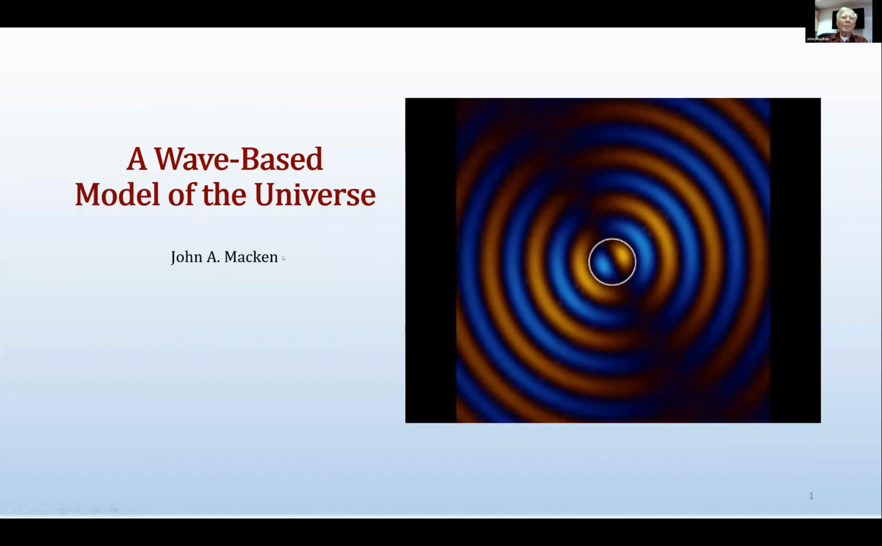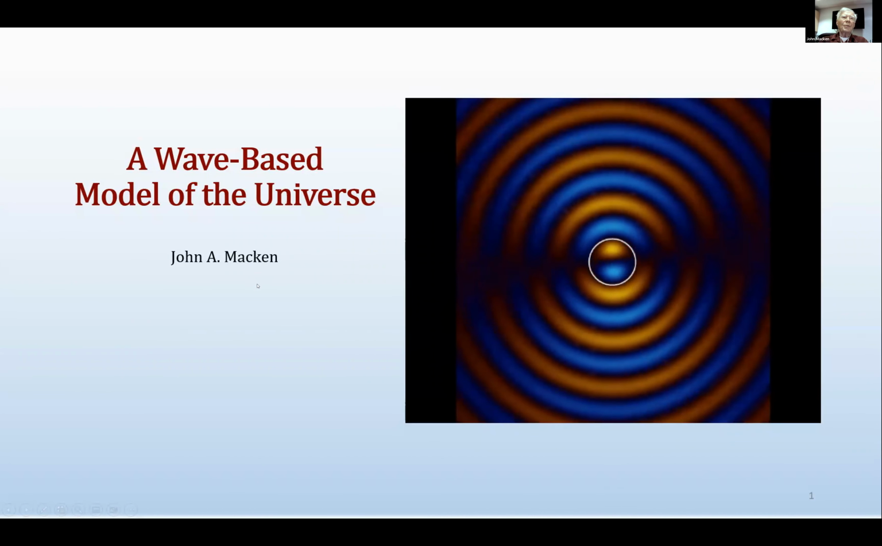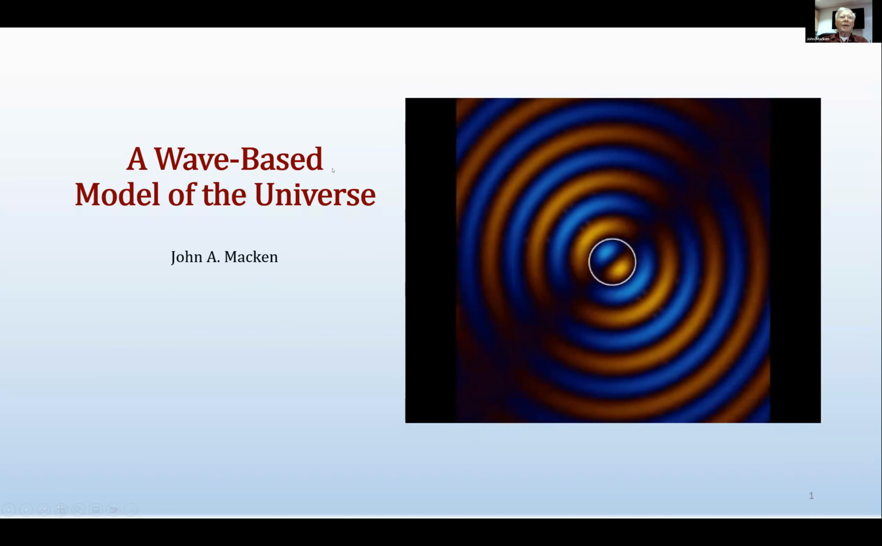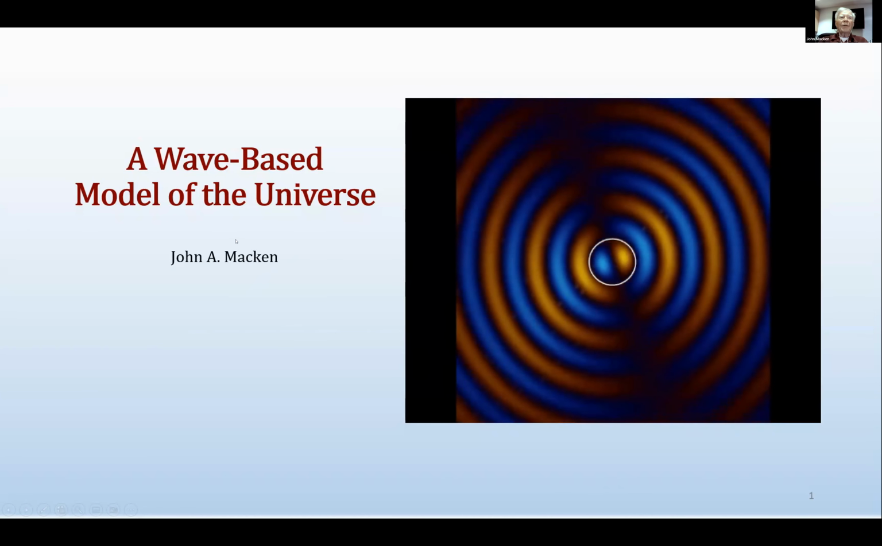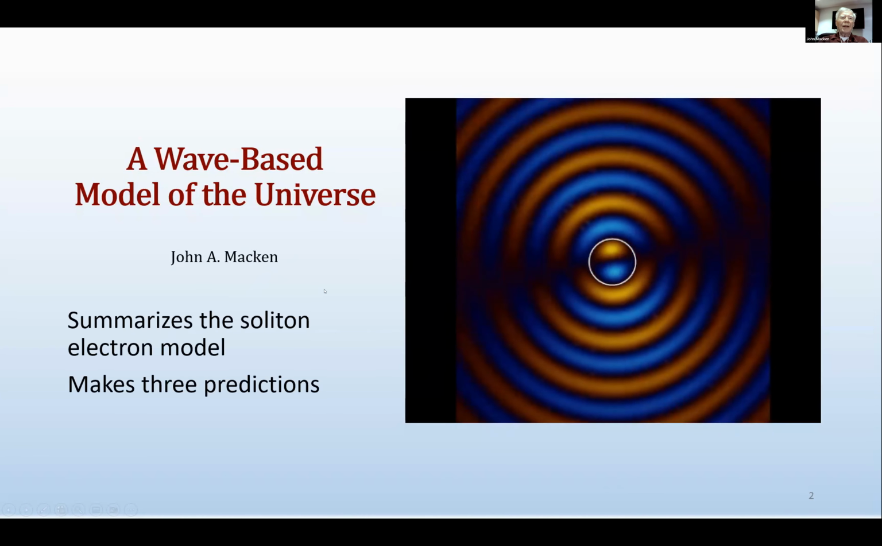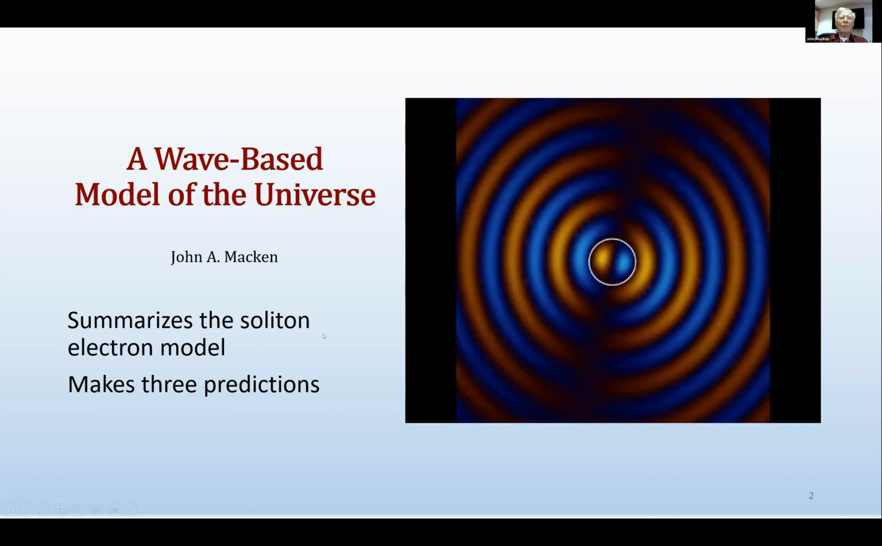Okay, so I do appreciate the previous talk because it fits perfectly with mine. My presentation is a wave-based model of the universe. It summarizes a soliton electron model and also makes 3 predictions.